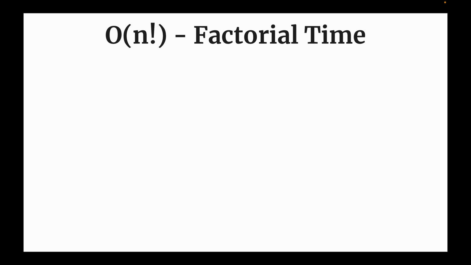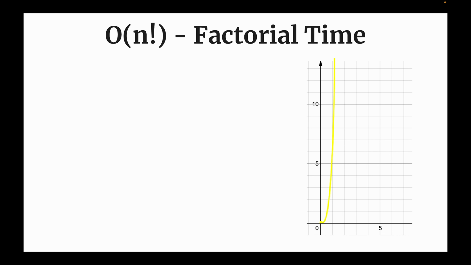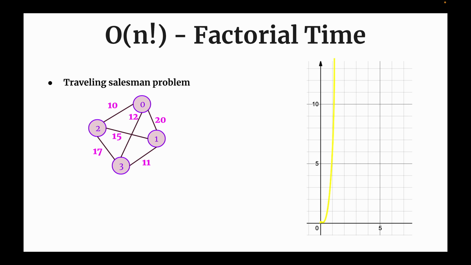And the last big O notation complexity we're going to briefly cover is big O of n factorial, or factorial time. The algorithm's runtime grows factorially with the input size. And the examples will include traveling salesman problem, where a salesman needs to visit all of the cities, and we need to find the shortest possible route that visits each city exactly once and returns to the origin city.